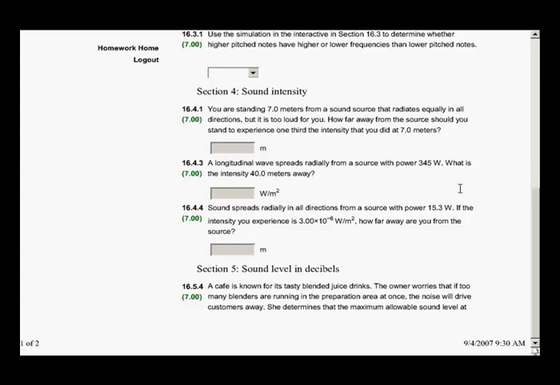16.4.1 reads, you are standing 7 meters from a sound source that radiates equally in all directions, but it is too loud for you. Okay, 7 meters is a magic number. How far away from the source should you stand to experience 1/3 the intensity that you did at 7 meters?